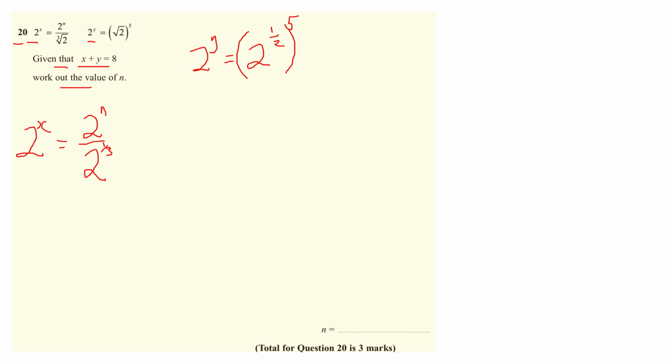Now remember, what do I have when I've got a base to a power raised to another power? My index laws: we multiply them. So it's going to be 2 to the power of a half times 5, which is 5 halves or 2.5. Either way would be fine. So now we know straight away that y is equal to 2.5, which is fantastic. Where can I go from here?